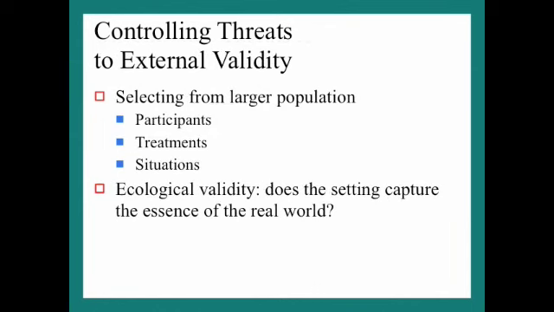Now, to control threats to external validity, the thing to do is get your population, your subjects, from as large a population as possible. You want to select from the largest population. Your participants, your treatments, and your situations all need to be randomly selected. It's about the only thing you can do.